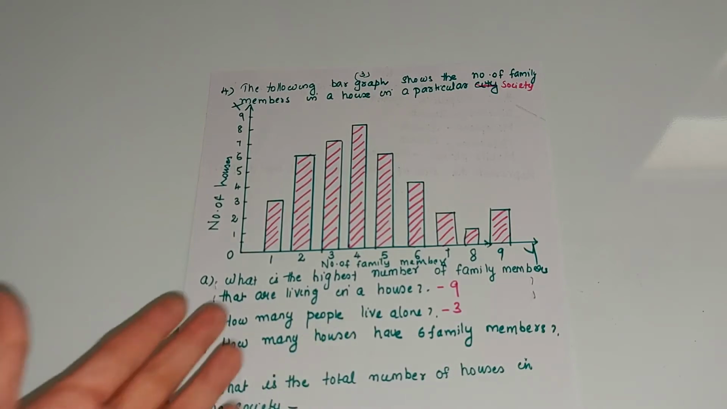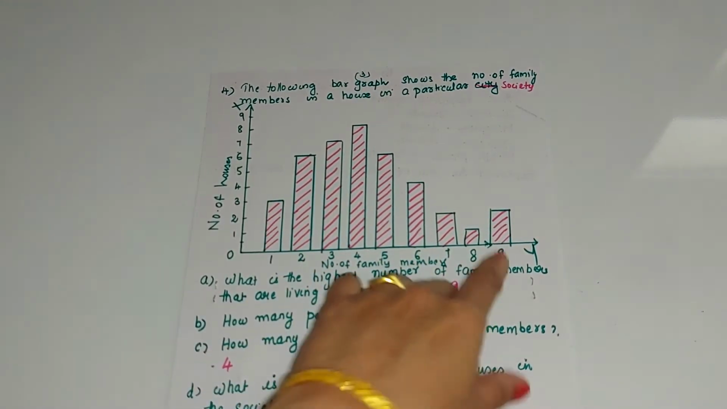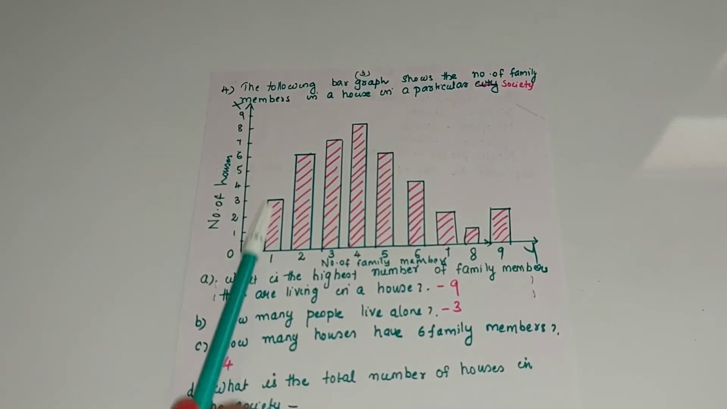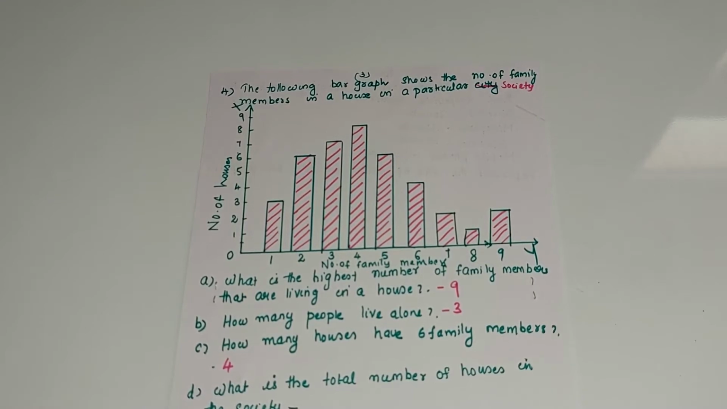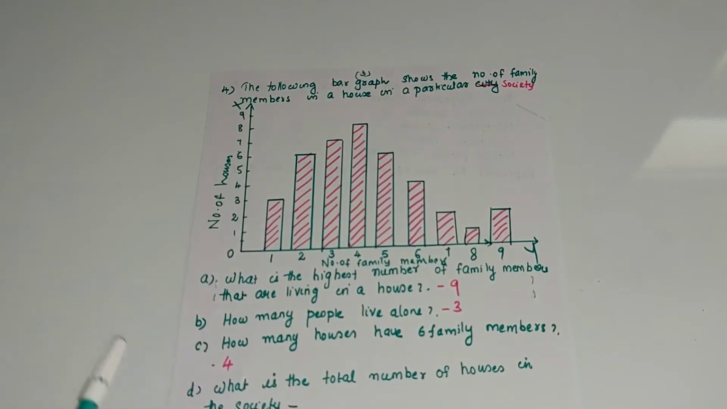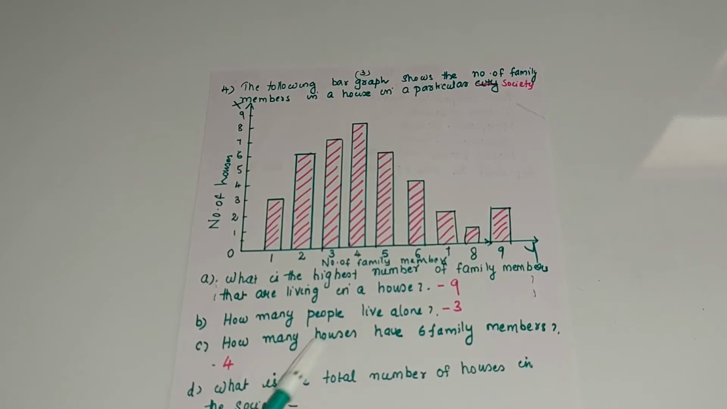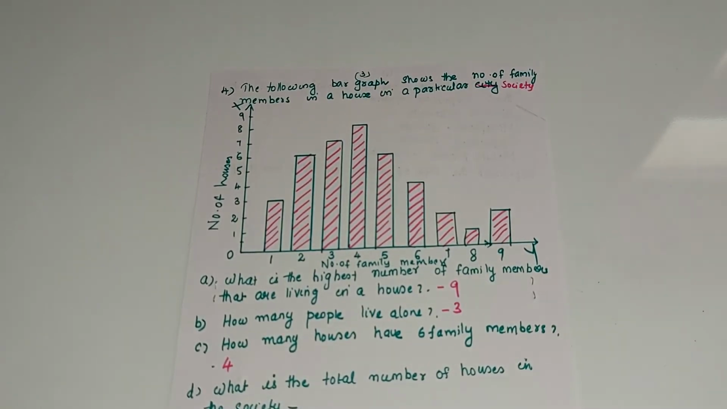You check the number of members. Here it is 9. So the highest number of family members living in a house is 9. And how many people live alone? Alone means it lives alone. Here only one member, that is this. So there are 3 houses in which only one member lives.